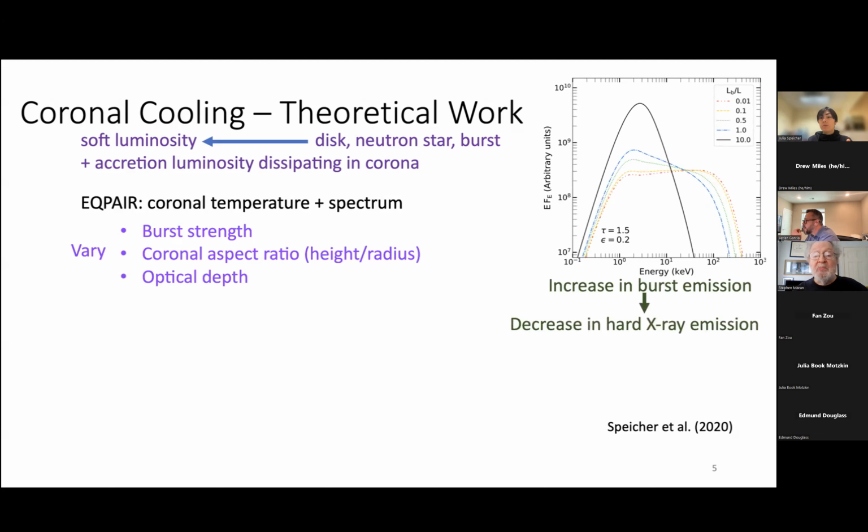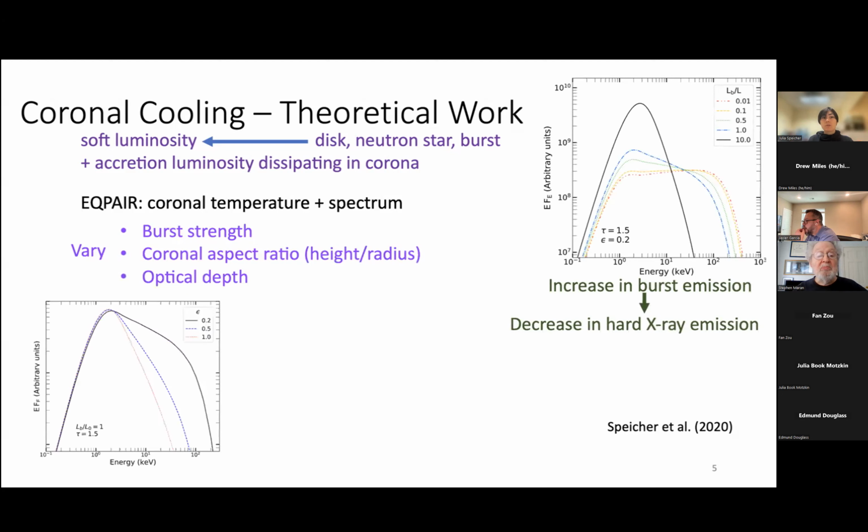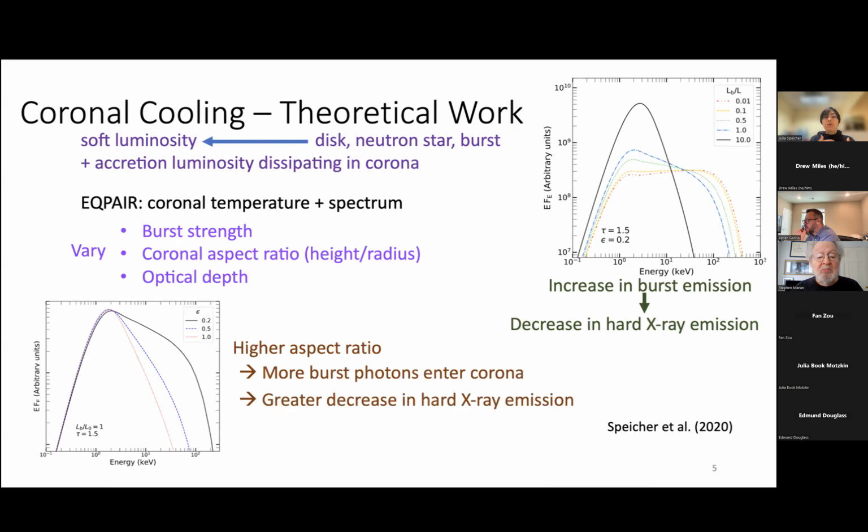Besides being dependent on burst properties, coronal cooling also depends on coronal properties, which you can see by looking at this figure here. For these coronal spectra, we kept the burst luminosity constant, but we varied the coronal aspect ratio. And from this figure, you can see that if a corona has a greater aspect ratio, then more burst photons can enter the corona, which leads to more coronal cooling and therefore a greater decrease in the hard X-ray emission. Therefore, because coronal cooling depends not only on burst properties but on coronal properties as well, studying how the hard X-ray emission evolves during the burst could be a way to infer these coronal properties.